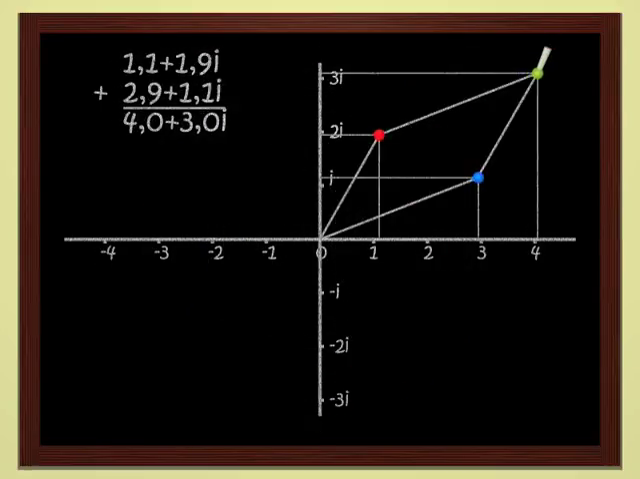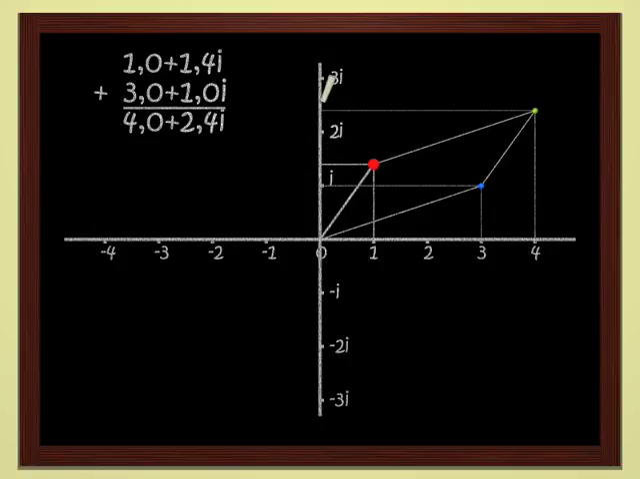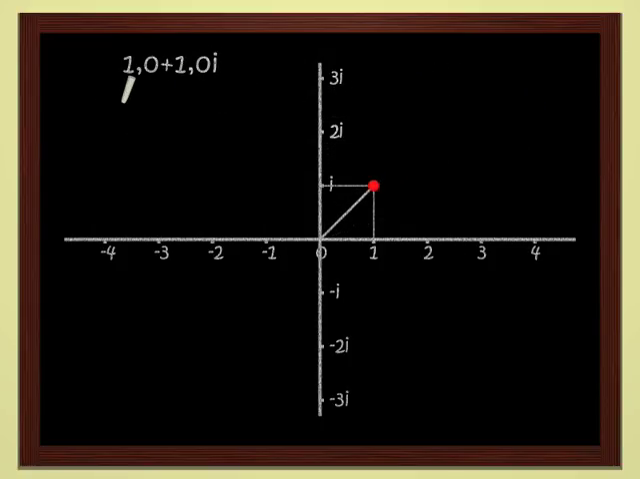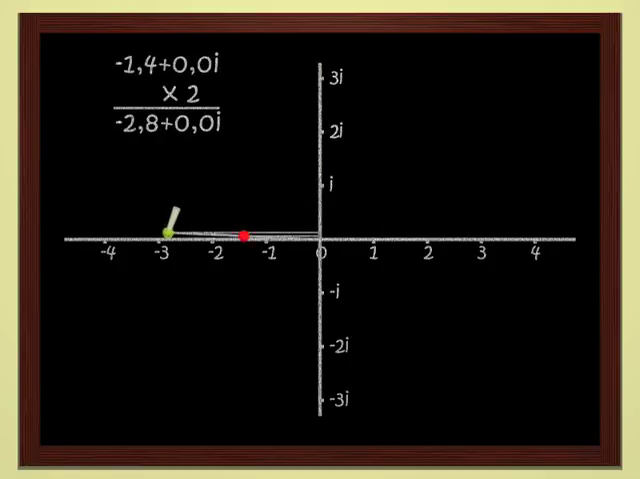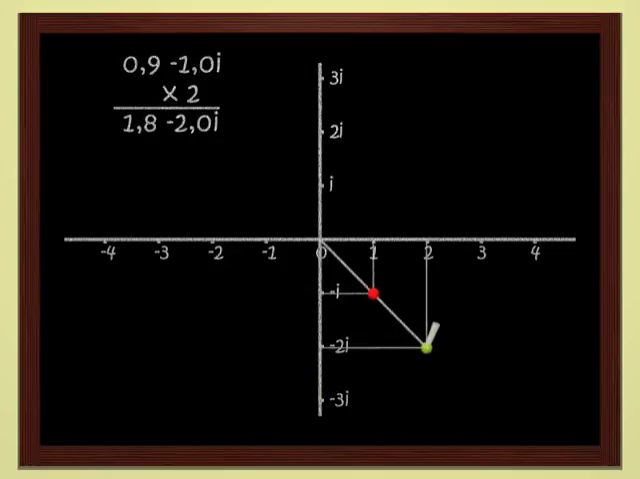Much more interestingly, these complex numbers can also be multiplied, just like real numbers. Let's see. We know how to multiply a complex number by 2, for instance. 2 times 1 plus i gives 2 plus 2i. Geometrically, multiplying by 2 is easy. It's just scaling up by a factor of 2. If we double the red point, we get the green point.